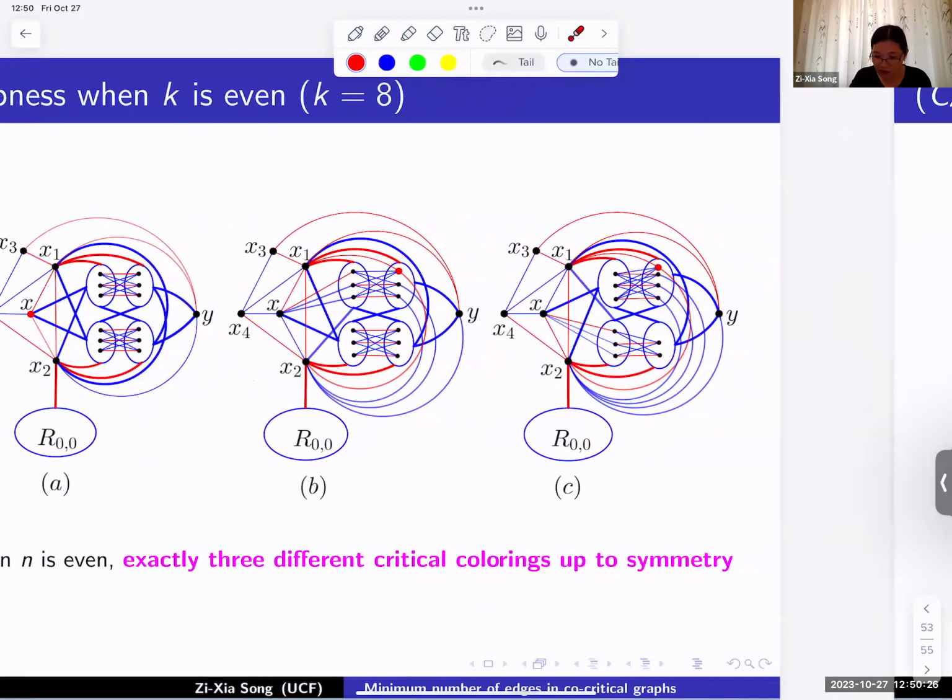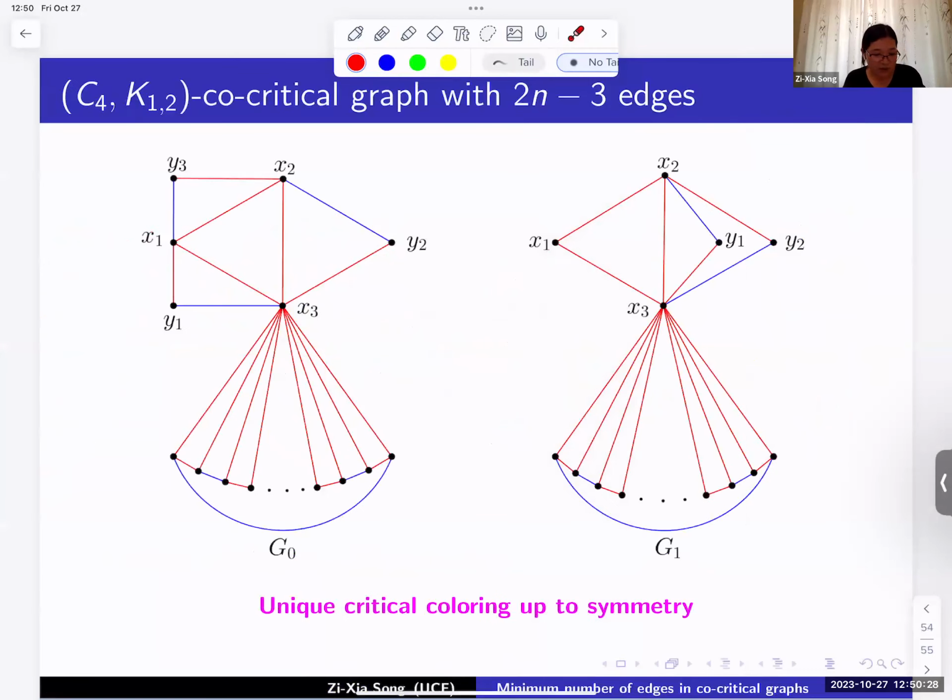Now for the C4 P3 critical graph, this becomes simpler. You have a unique one. This is how we constructed the unique one.